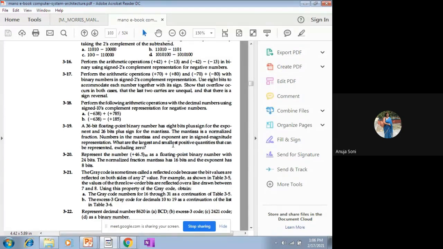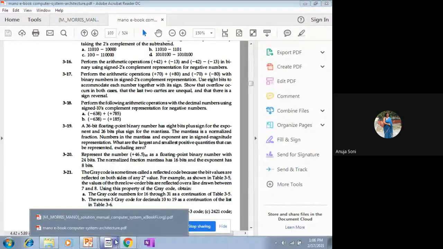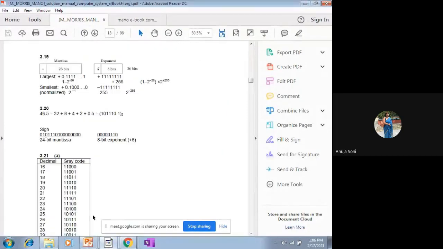What are the largest and smallest positive quantities that can be represented including 0? It means within the size of the register, what can be the maximum positive value or the smallest positive value that can be stored. So what is given basically? We are talking about question number 19.